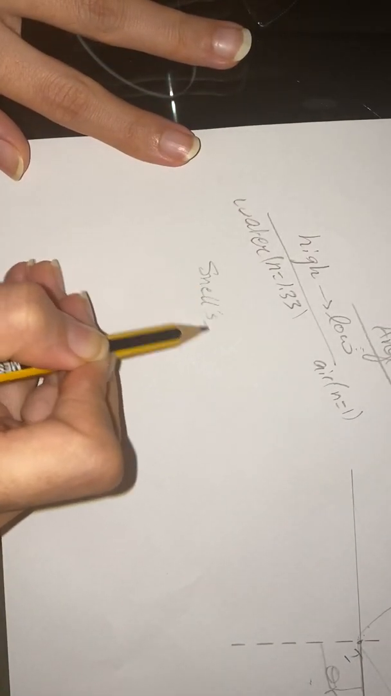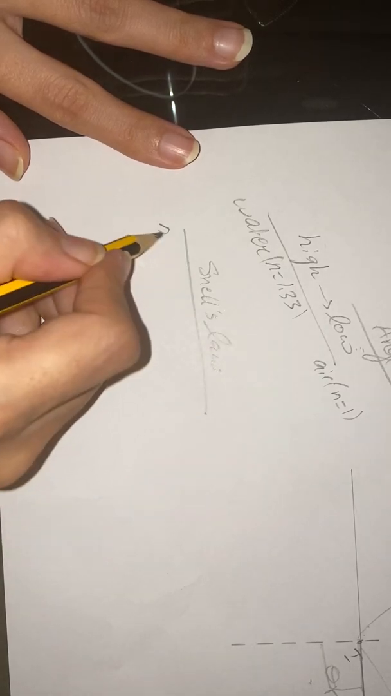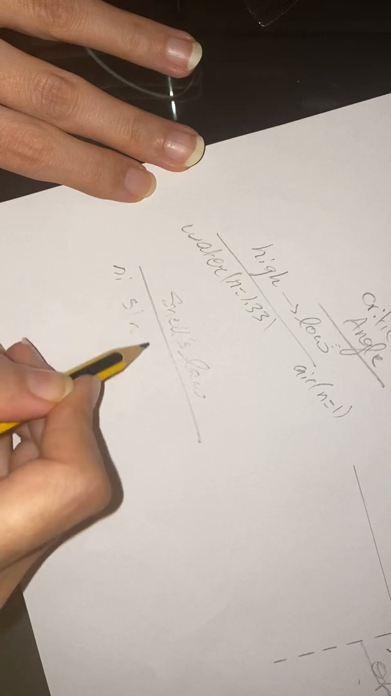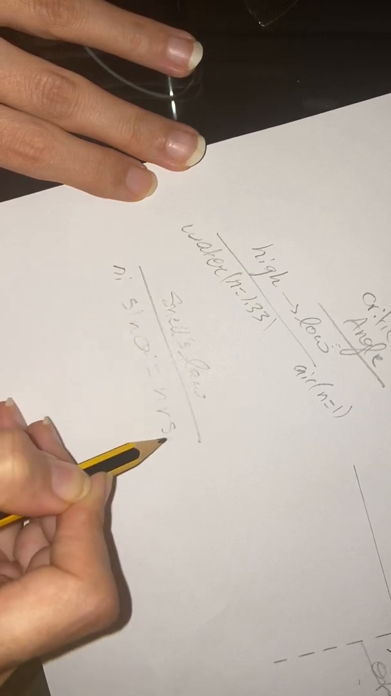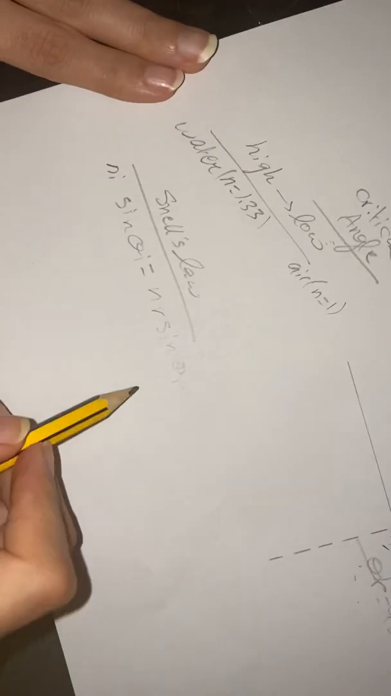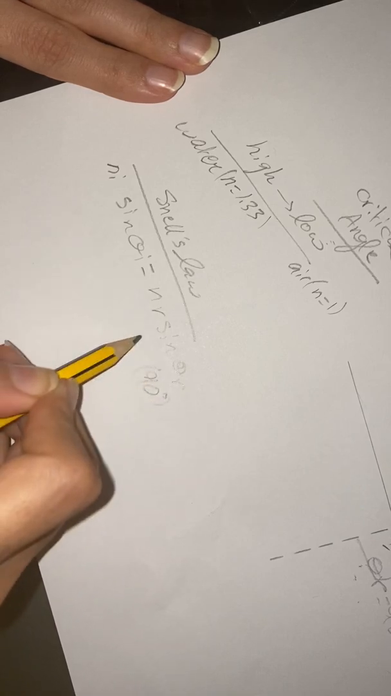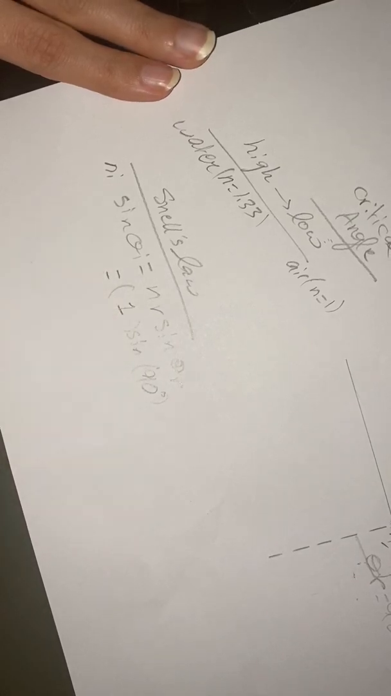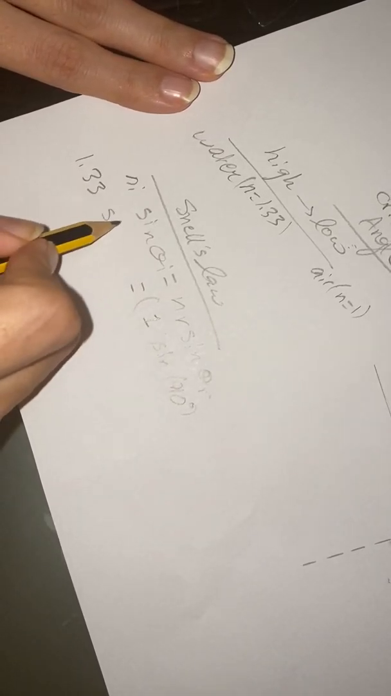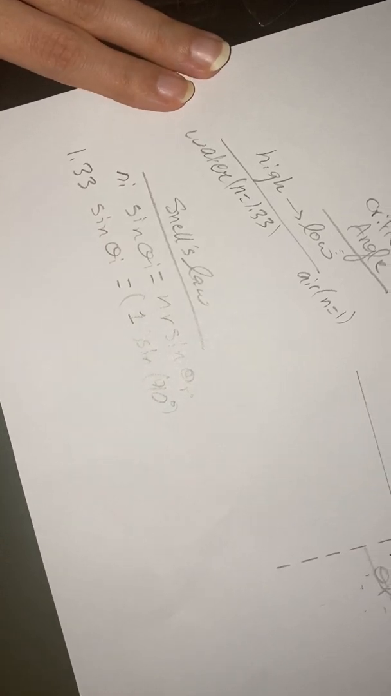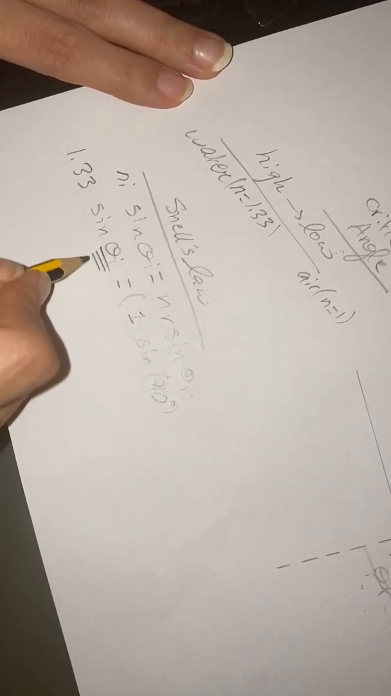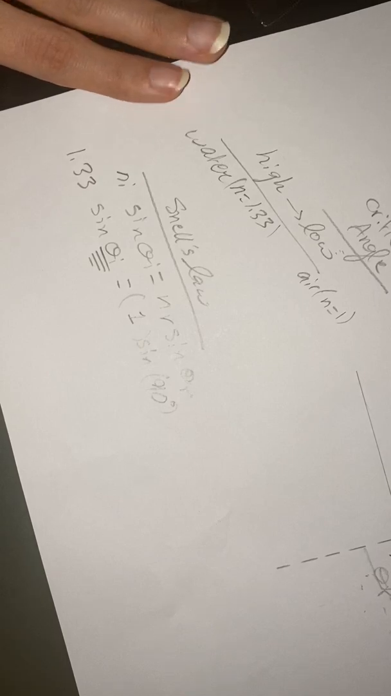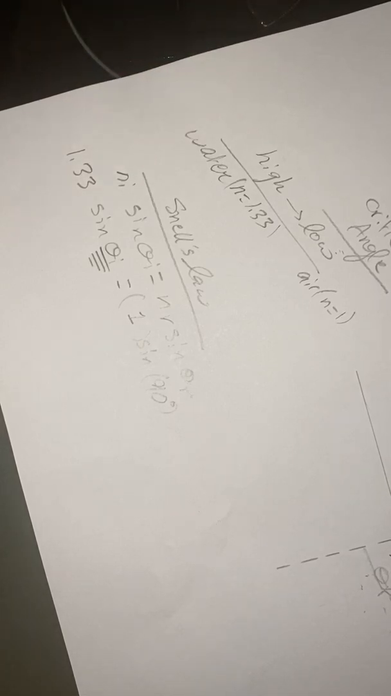So Snell's law says that Ni sine theta I is equal to Nr sine theta R. But the theta R here in this case is 90. So I will substitute 90 degrees instead of theta R. I have a water and air medium, so the air is in Nr, the water is 1.33. And I really don't know what's the incident angle that caused this critical situation. So my unknown here today is theta I. I'm gonna call it in the second step theta C as critical angle.